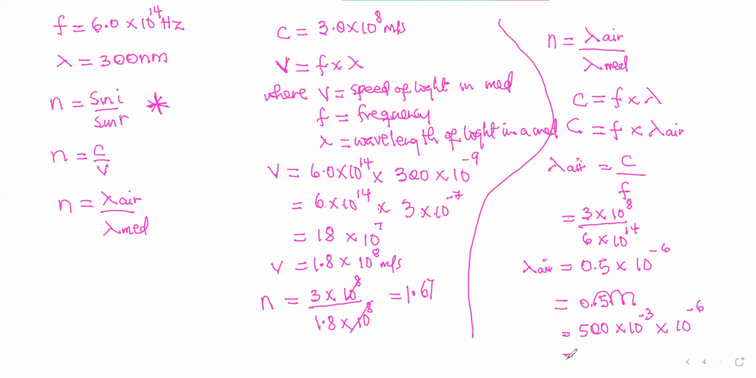All right. So this is equal to 500 times 10 to the power -9. 10 to the power -9 is nano. So nanometer. This is the wavelength of light in air. Therefore, the refractive index will be equal to 500 nanometer divided by the wavelength of light in the medium, which is 300 nanometer.